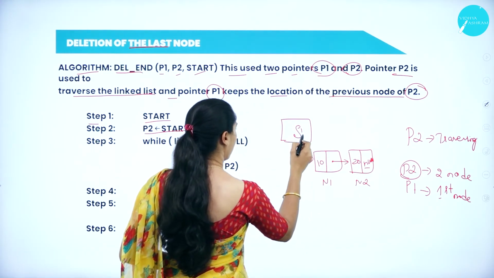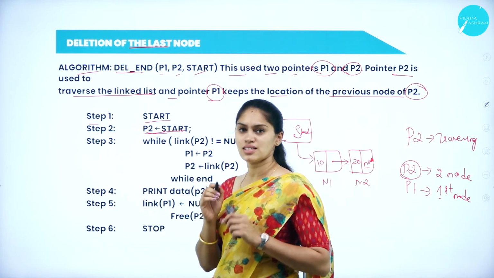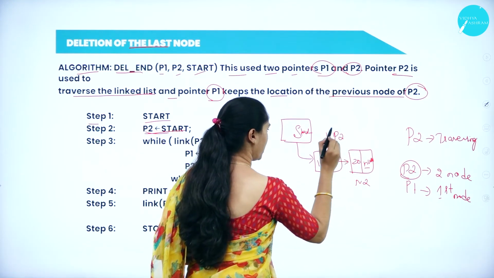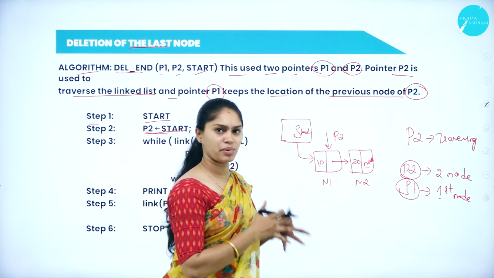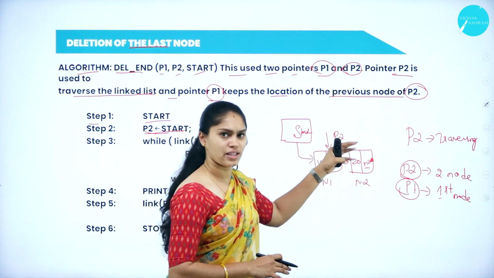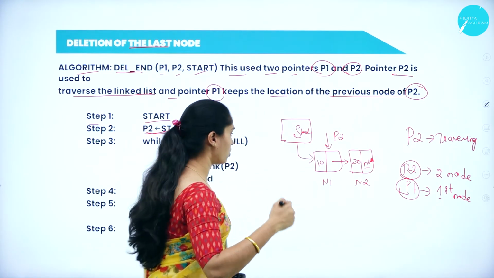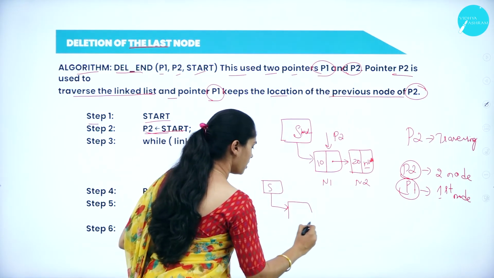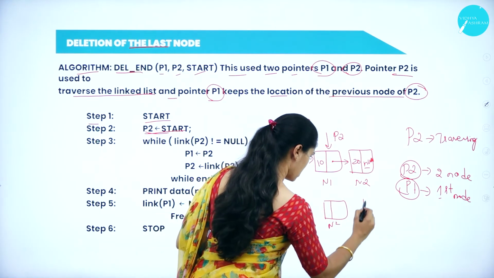What is the first step? I have to start, and in step 2, P2 is pointing to the start. If P2 is pointing to the start, then where will P1 be? This will be in the memory address. When P2 jumps to the next location, P1 will hold the address of this previous node, that is, the first node of the linked list. So for your convenience, let me take 3 nodes. So this will be start, and it will be N1, and it will be N2, and this will be N3.